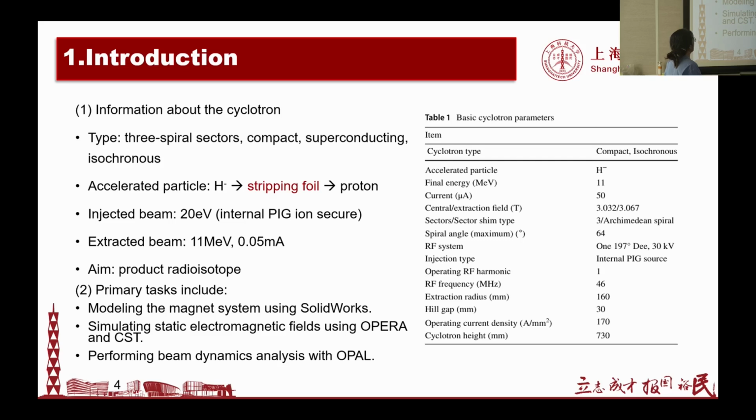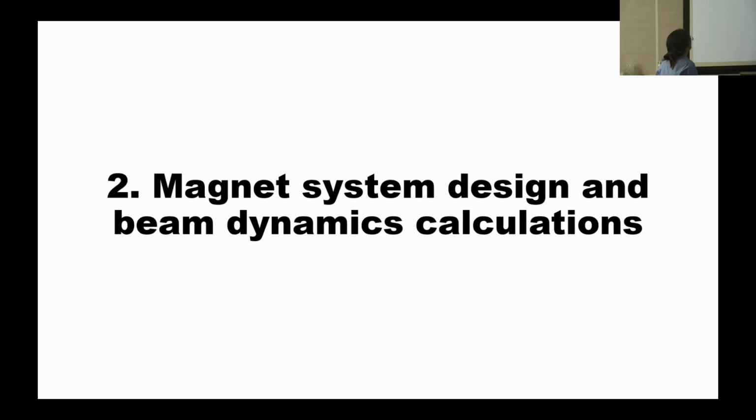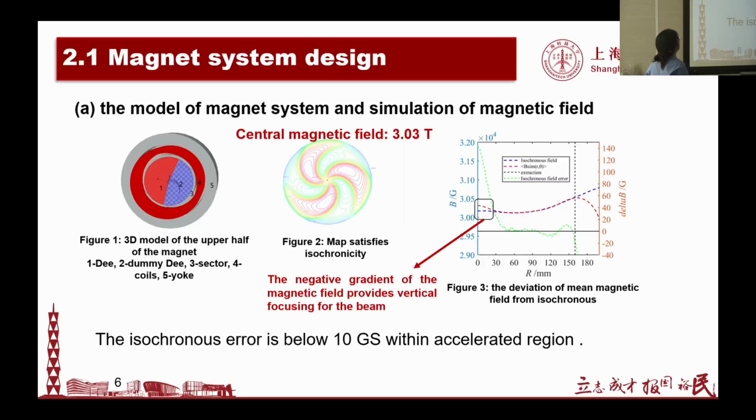My primary task includes modeling the magnet system using SolidWorks, simulating static electromagnetic fields using Opera and CST, and performing the beam dynamics calculation with OPPO and DANS. Table 1 is the basic cyclotron parameters. The next part is magnet system design and beam dynamics calculation. The first step of my task is to establish the magnet system.